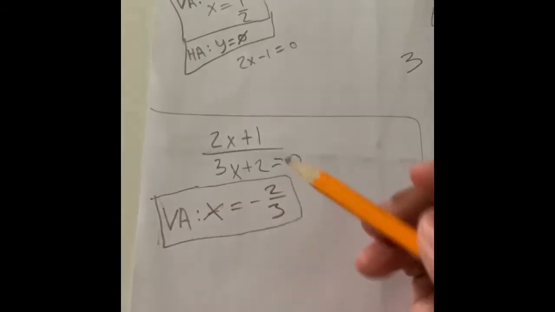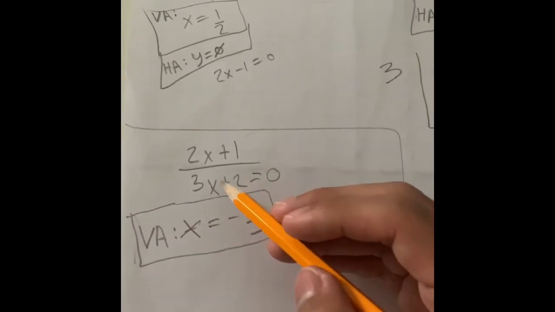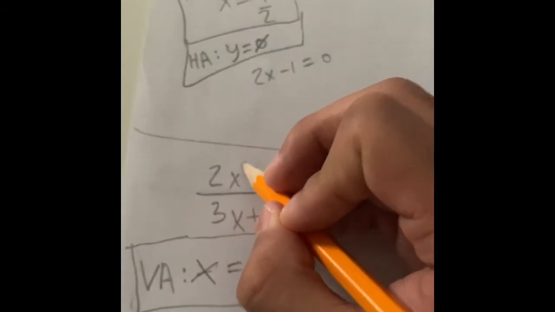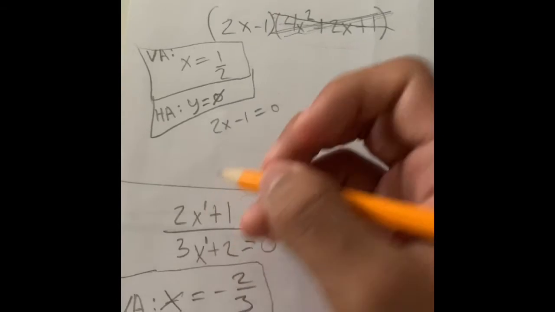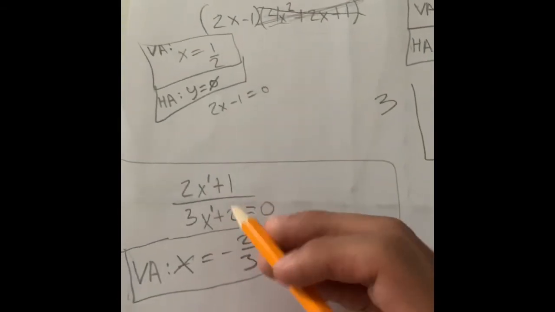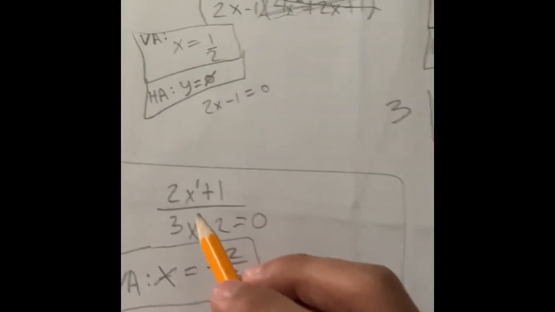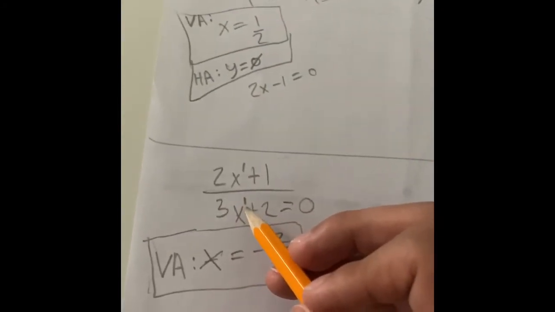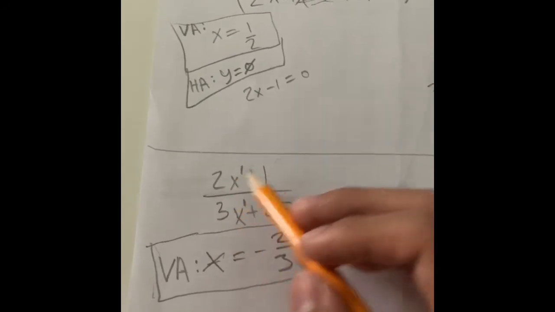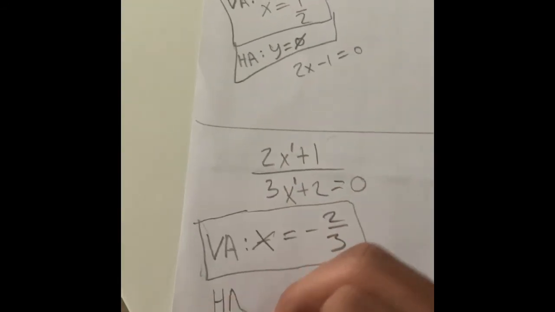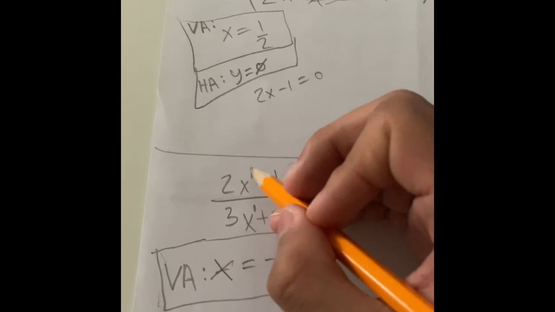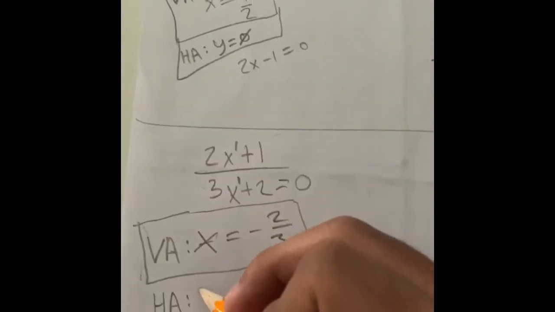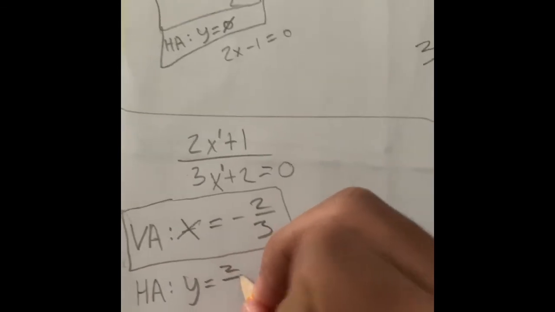And then now we have to look at the highest degree from the numerator and denominator. Which one's higher? Oh wait, they're both the same. So what do we do in this case when the highest degree on both the numerator and denominator are the same? We just find the fraction or the ratio that their leading coefficients create. So in this case, x to the first, what's in front of them? 2 over 3. So our horizontal asymptote would be 2 over 3.